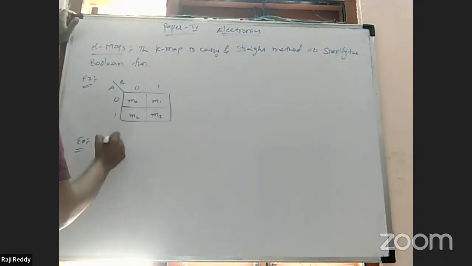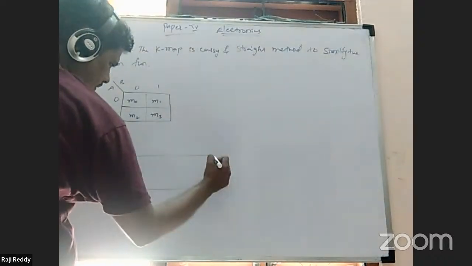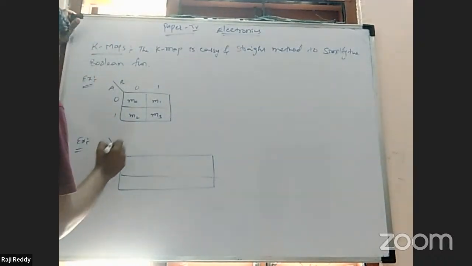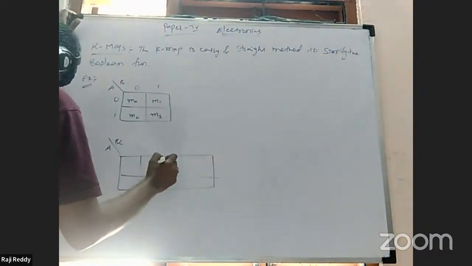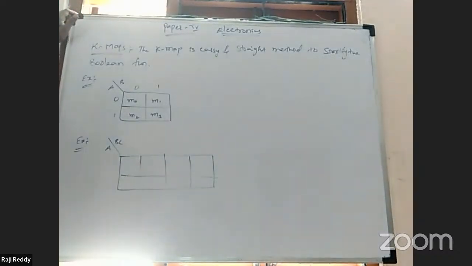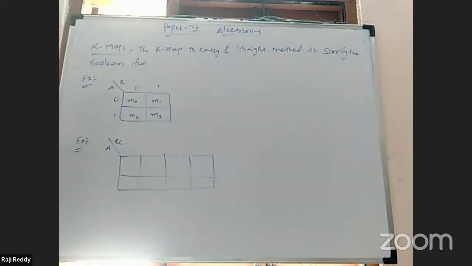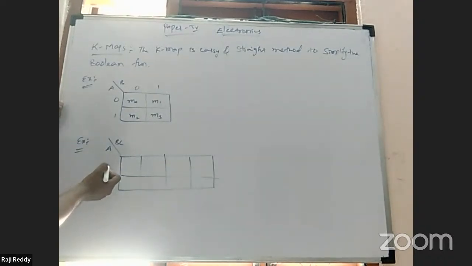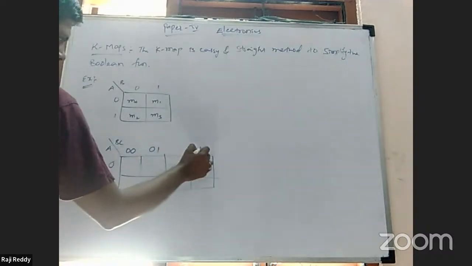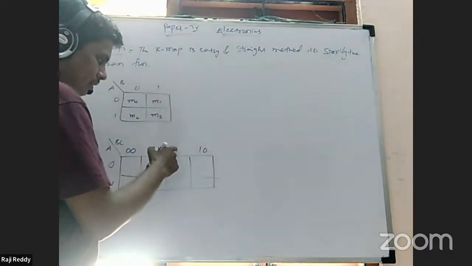Similarly, 3 variable K maps. Means 3 variables, you will get 8 cells. Input A and BC here. It is purely based on a gray code number. Gray code number means only one bit can change from one cell to another cell. In that order only they can arrange here. So in that way, A value 0 or 1, BC value maybe 0 0 or 0 1 or else 1 0.